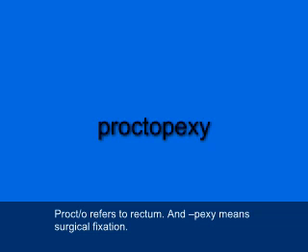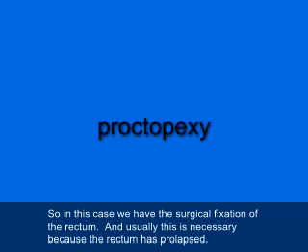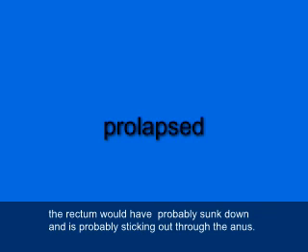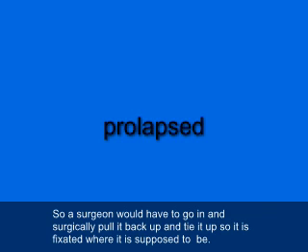Well, procto refers to rectum, and pexy means surgical fixation. So in this case, we have the surgical fixation of a rectum, and usually this is necessary because the rectum has prolapsed. Prolapsed is when a body part will basically sink down out of its position. The rectum would have sunk down and is probably sticking out through the anus. So a surgeon would have to go in and surgically pull it back up and tie it up so it's fixated where it's supposed to be.